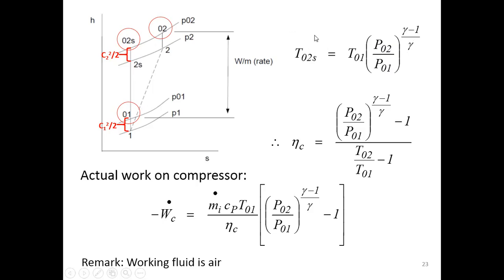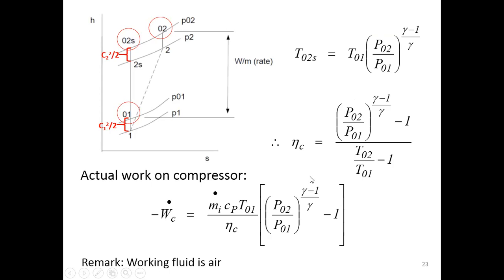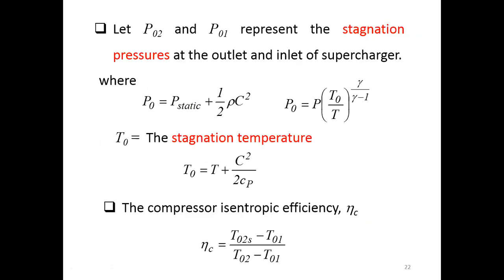And we can replace this T0S back into these equations, the isentropic efficiency of the compressor. And this is what we have, the isentropic efficiency of the compressor. So the actual amount of work on the compressor can be found from these equations. The actual amount of work on the compressor is what? m dot Cp times the difference between T02 minus T01.